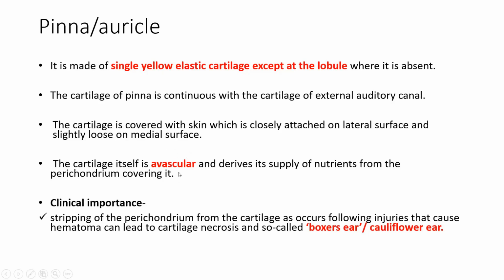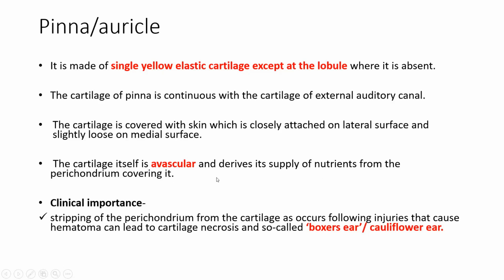This cartilage is avascular, and how does it get its nutrition? This cartilage gets its nutrition from the perichondrium by the simple diffusion method. So nutrition is taken from the perichondrium. Perichondrium means the area that surrounds the cartilage.